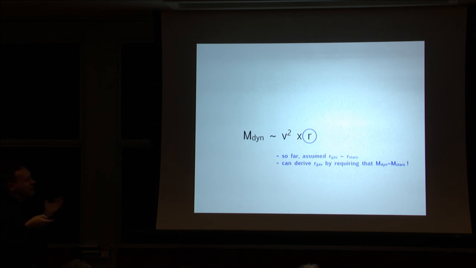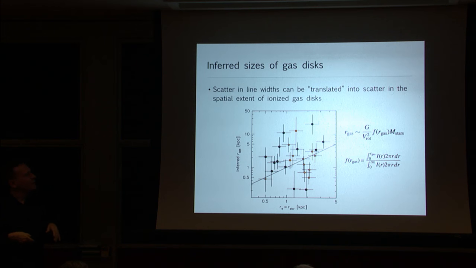And so you can just state that this is what's going on. And then if you state that, you can derive the radius of the gas by requiring that the dynamical mass equals the stellar mass. So you can derive the radius of the gas, which is done here. So this is the inferred half-light radius of the gas versus the radius of the stars. And you have this large scatter. So this is just a projection of the previous plot. It's nothing else. It's rewriting it in terms of the radius of the gas.